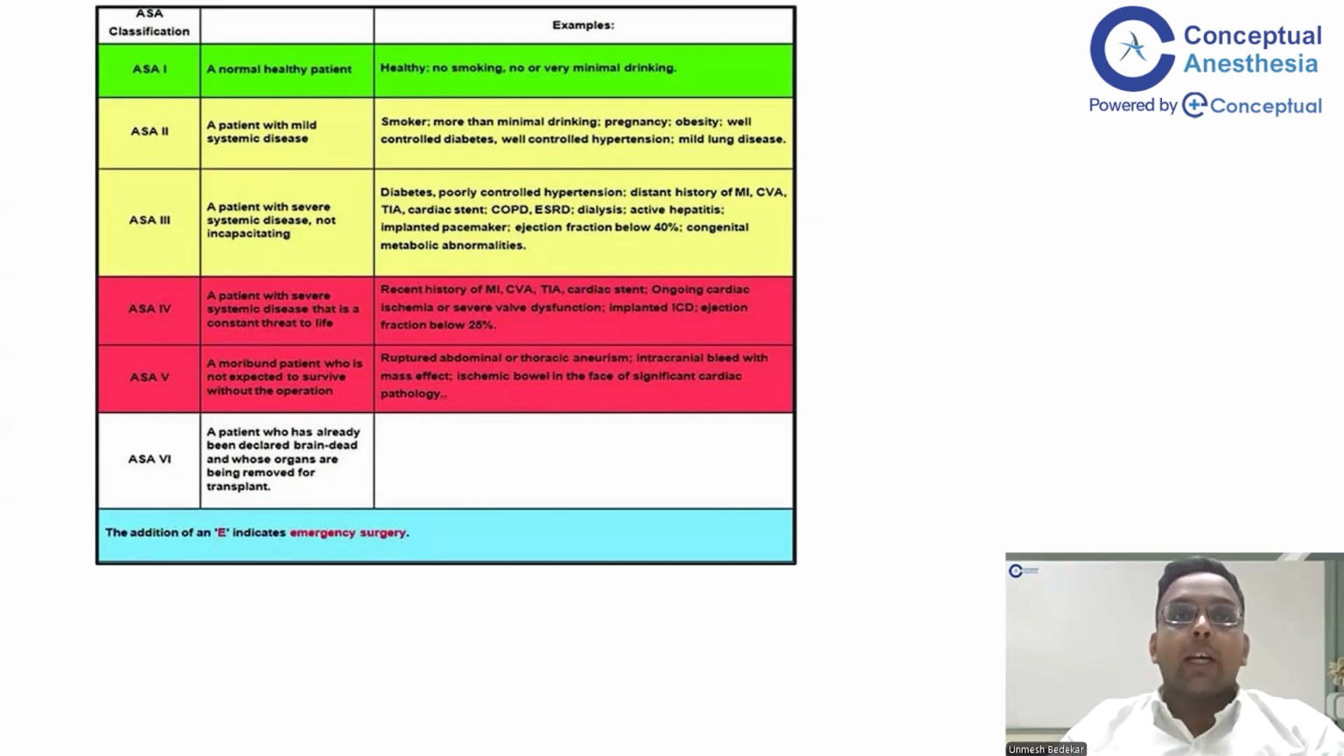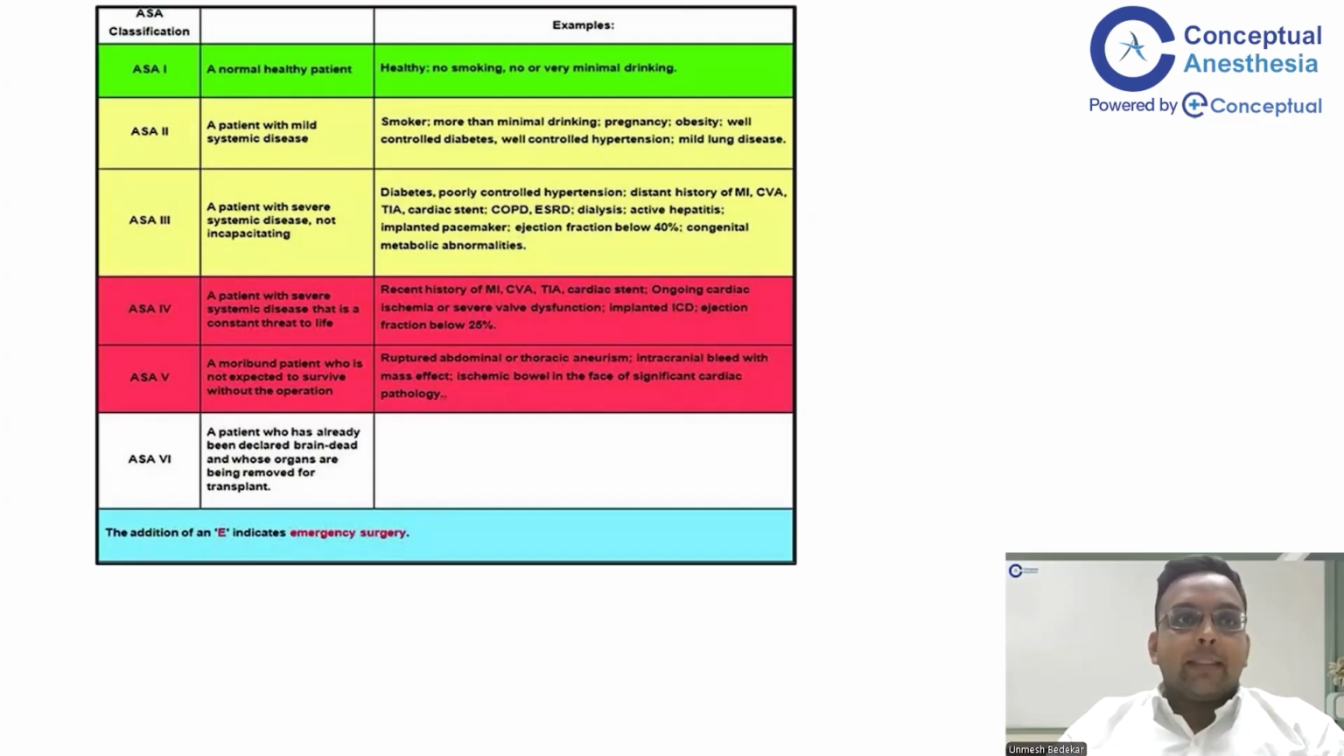So again, here poorly controlled diabetes, hypertension, any distant history of myocardial infarction, cerebrovascular accident, any TIA history, any history of cardiac stent placement, COPD, ESRD, patients on dialysis, patients with active hepatitis, patients with implanted pacemaker, or old age fragile patients with an ejection fraction below 40%, and patients having some congenital metabolic abnormalities. All this subset of patients come under the ASA grade 3.